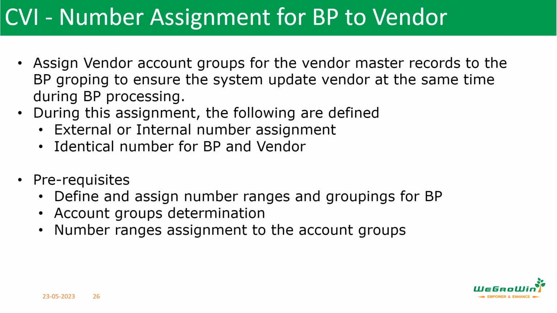In this step, we have to assign the vendor account group for the vendor master records to the business partner grouping to ensure that the system updates the vendor at the same time during the business partner processing. When we make this assignment, we choose whether the vendor master record should be created with internal account numbers or external account numbers, and also whether they have to be created with identical numbers or different numbers. So before this configuration, we have to ensure that the number ranges are assigned to the business partner roles, account groups are determined, and number range assignment to the account groups is done.